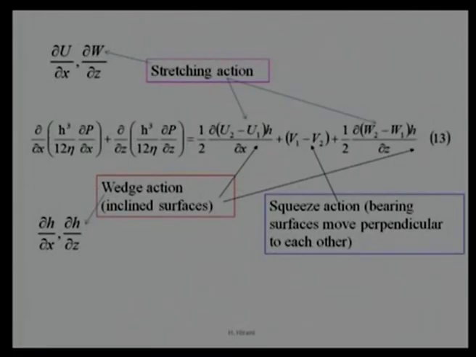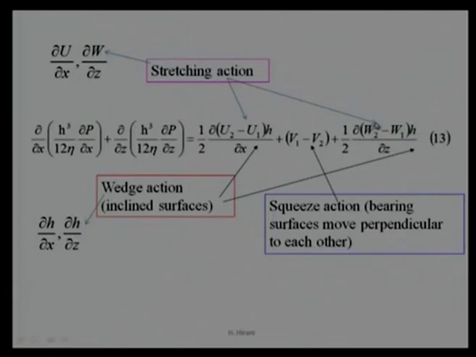Now, we can give some names to these terms. This is the pressure term, for which we need to find the pressure after solving this equation, and these are the source terms. This source term u2 minus u1, if this variation is changing with respect to x, will be called a stretching term, stretching action.